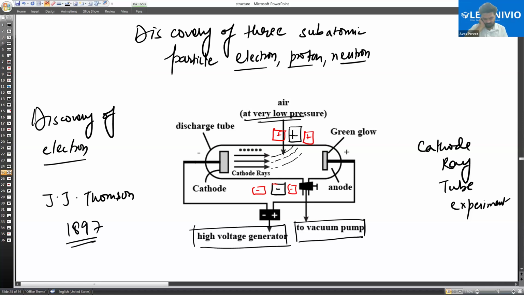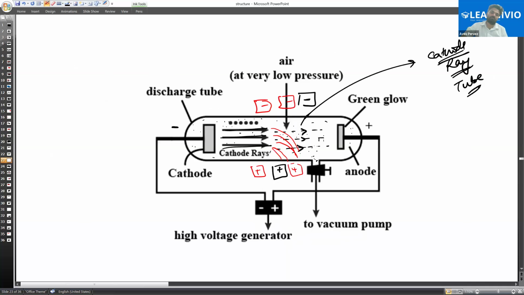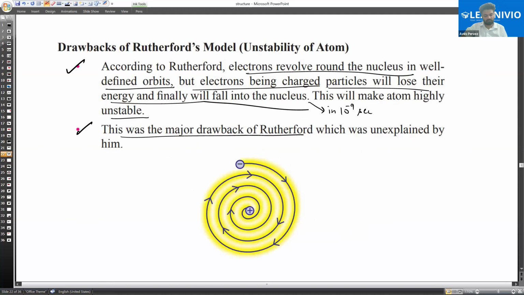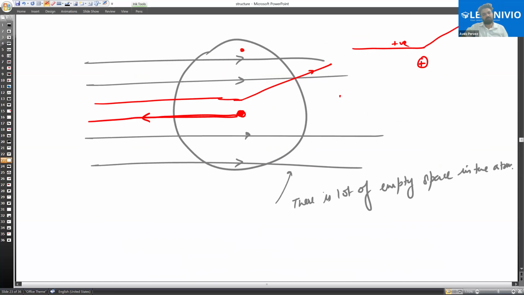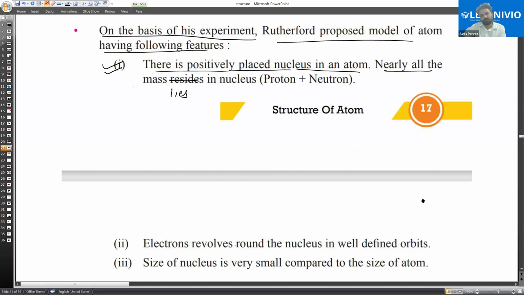Next. Can you tell me what the observations of the Rutherford model are? What did Rutherford observe in his experiment?